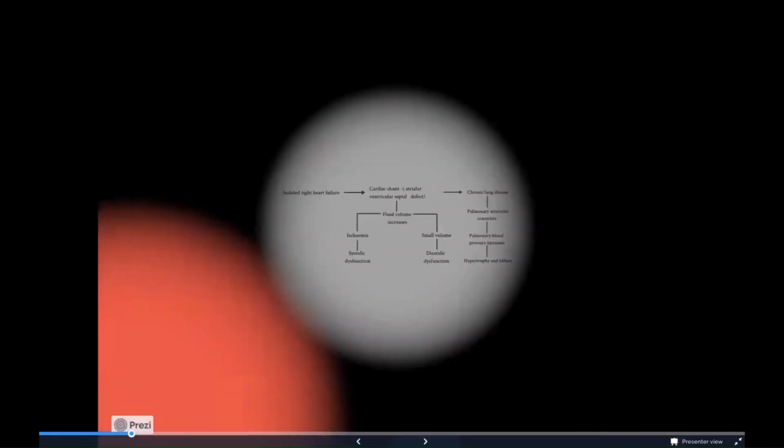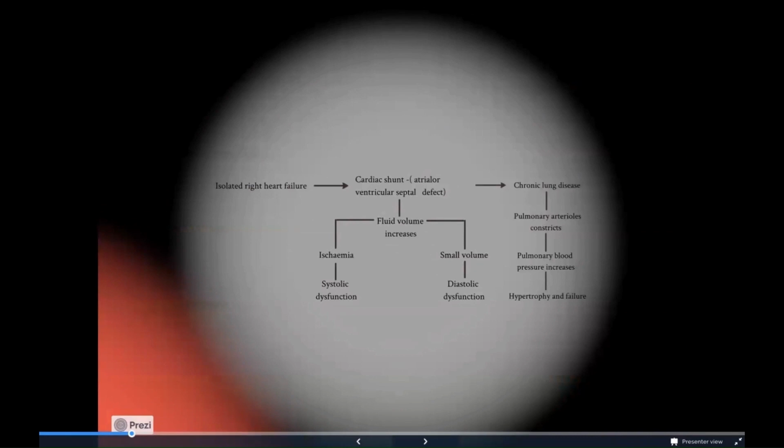Right-sided heart failure is often caused by left-sided heart failure, which can either be because of isolated right heart failure or chronic lung disease. Now we can talk about the morphology of heart failure.